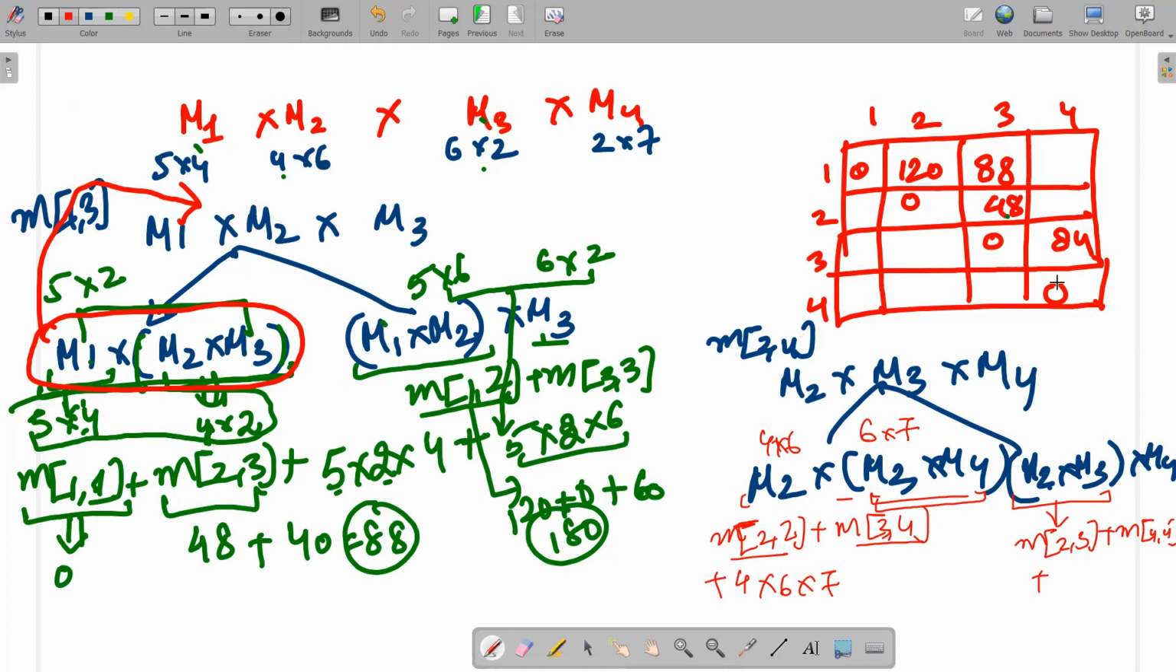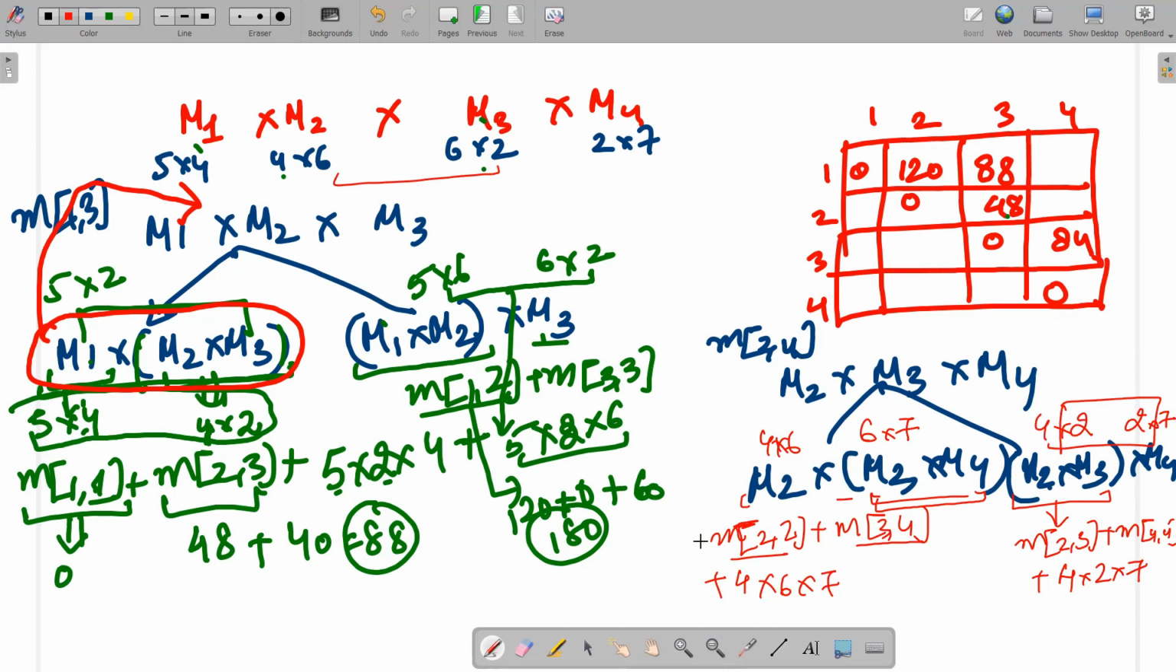M2, 3. This is okay. So M2, 3, M4, 4 plus what is the cost of M2, M3? M2, M3 multiplied together. The answer would be 4 cross 2. That is my result. That answer is multiplied by 2 cross 7. So the answer would be 4 cross 2 cross 7. So that is the commonality between them.